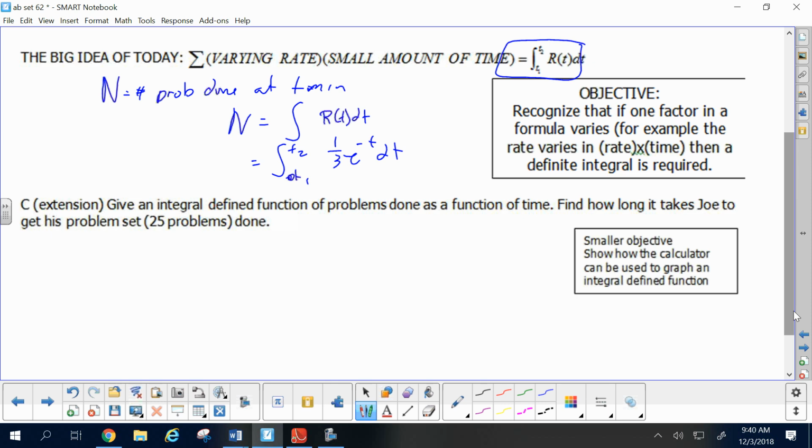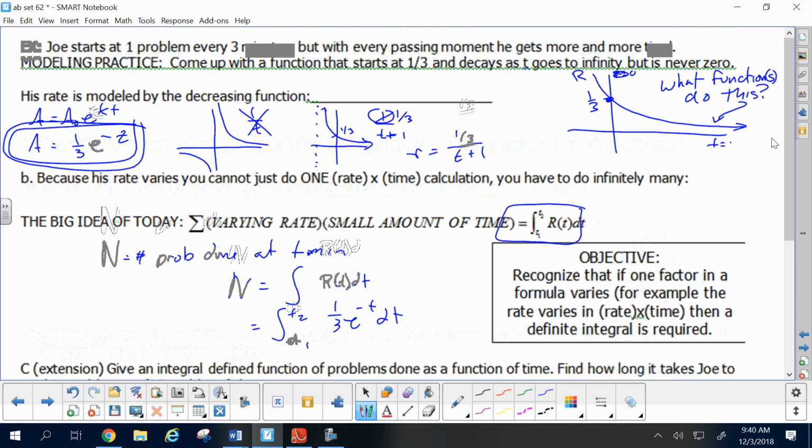an integral defined function, then that means give me a function that gives you the number of problems from 0 up to any one point. The idea being that all these rectangles represent rate times time calculations. And so all these rectangles added really equal problems done. You with me? Yes.